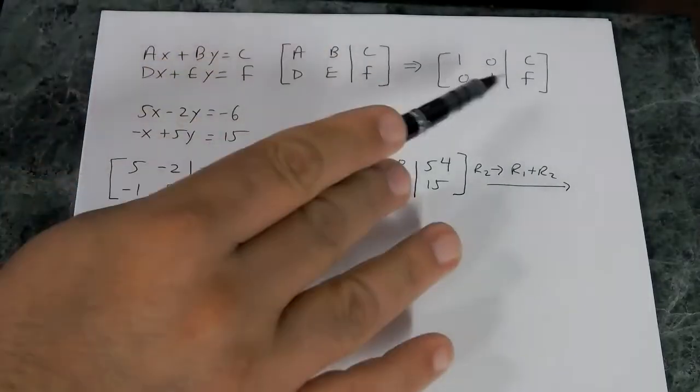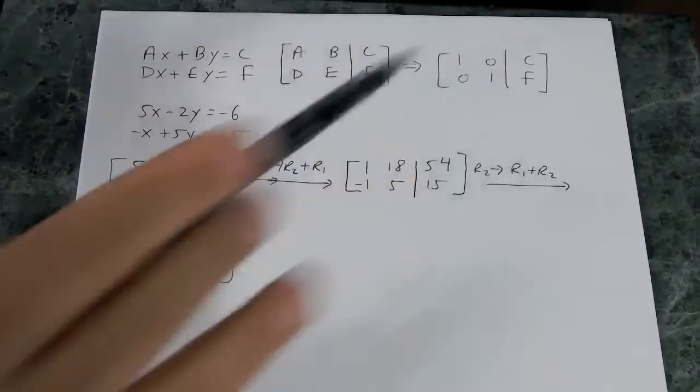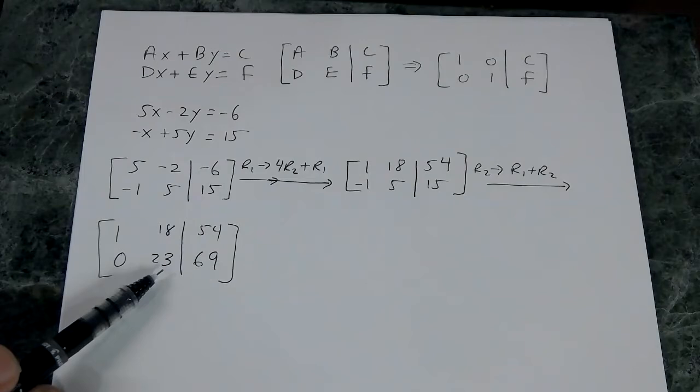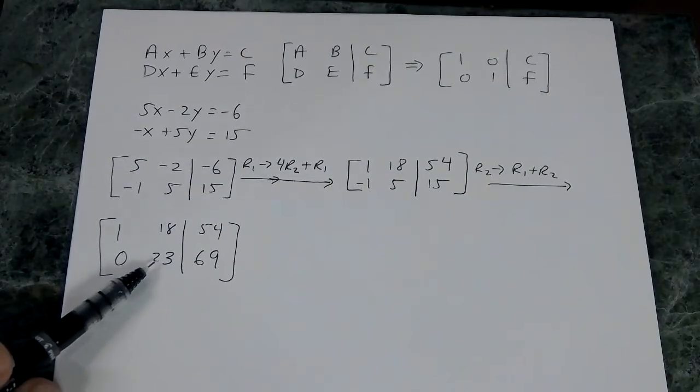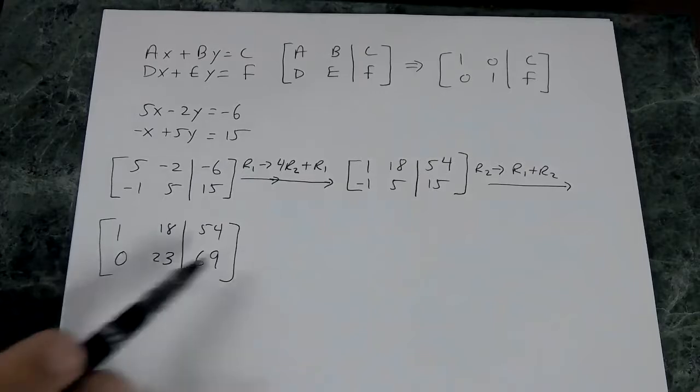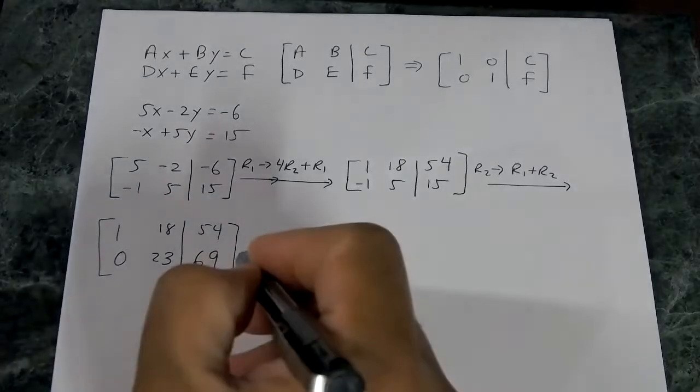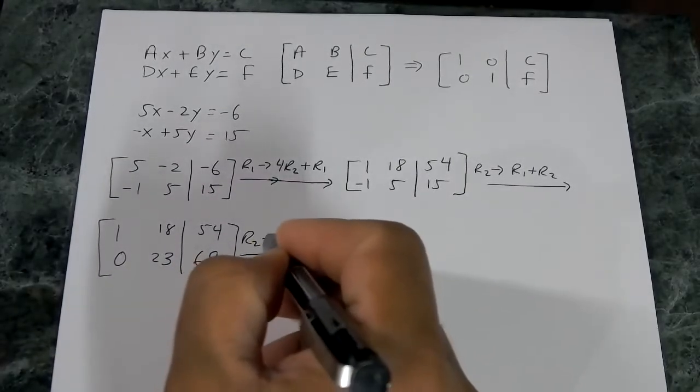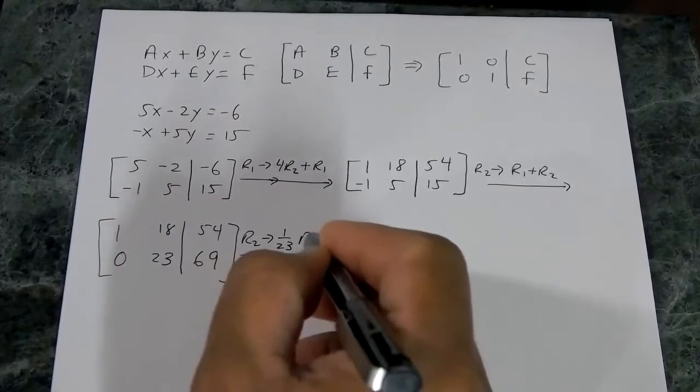Now it's more beneficial to get the 1 here. How can I get a 1 over here? Well, the easiest way is to take 1/23 of row 2. So I'm going to rewrite row 2 as 1/23 of row 2.